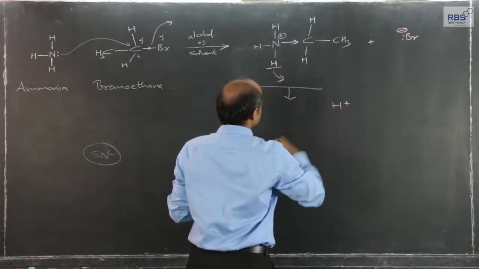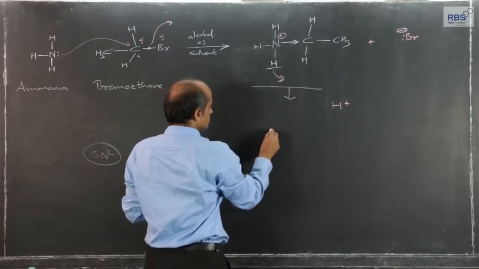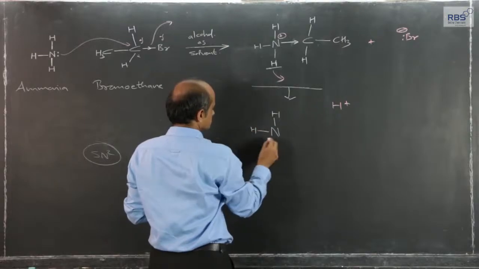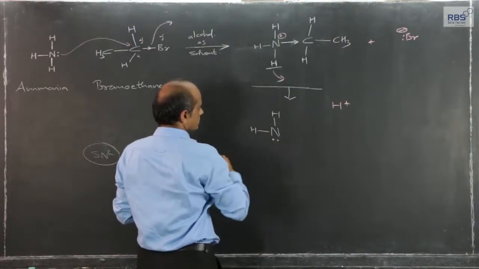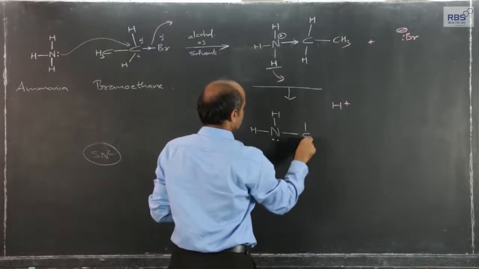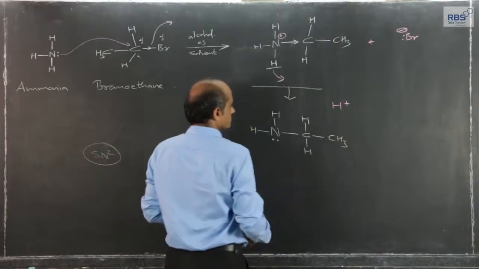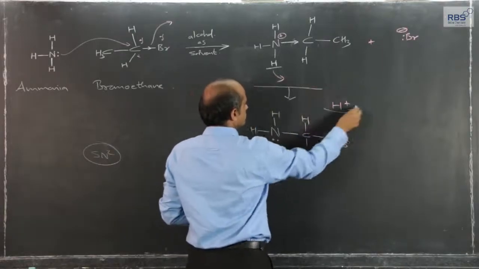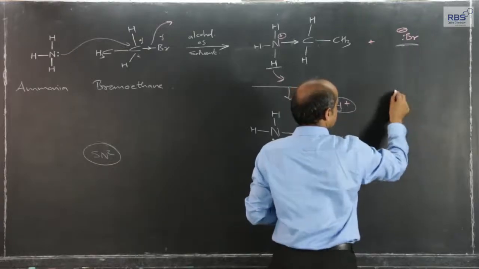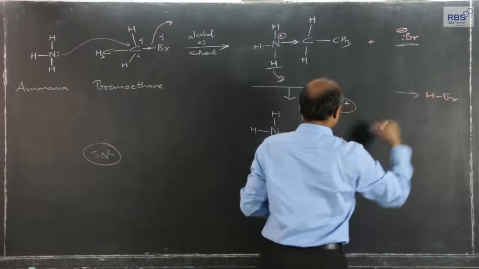Let me show it in this fashion. So, this electron pair will remain with nitrogen. What remains behind is the newly developed lone pair and this ethyl group, and the H plus which comes out and the Br minus which was earlier given out can react and get converted into HBr.